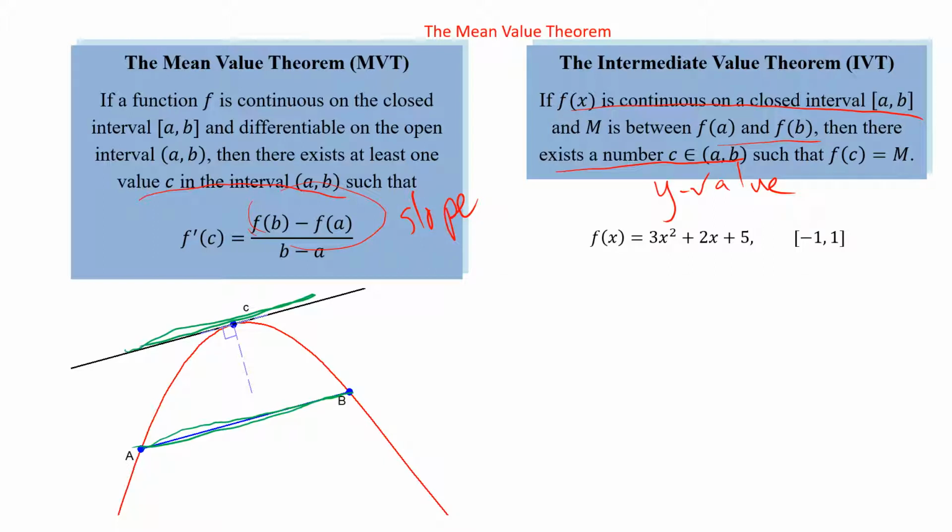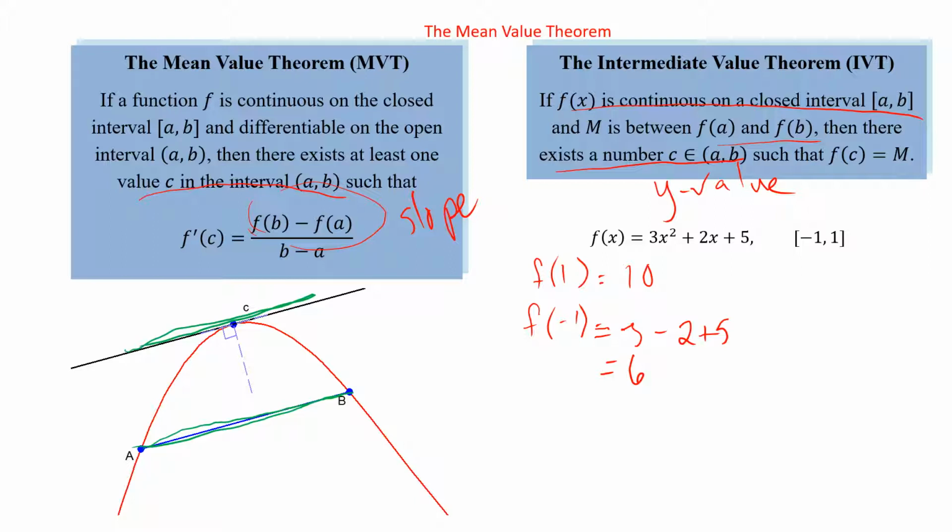So now we need to find the values of the endpoints. We need to find f of 1, which when we plug it in, 3 plus 2 plus 5 is going to be 10. And we can find f of -1, slightly more difficult. We have 3x squared, that's 3. Then 2 times -1 will be -2, plus 5. So f of -1 will equal 6.